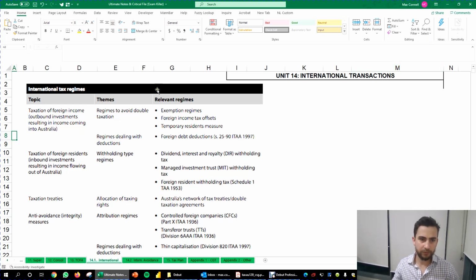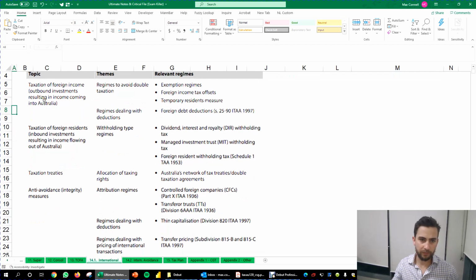So this chapter is split up into 4 different topics. Number 1 is taxation of foreign income. That's basically when you're in Australia and you've got income overseas, how do we tax that? What are the exemptions? What are the offsets? What are the deductions? What are the regimes in place?